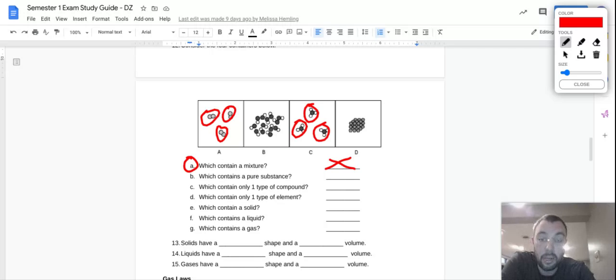Which contain a pure substance? Well, that would be all of them then. So that would be A, B, C, and D. They're all pure because every single particle in the picture is the same.